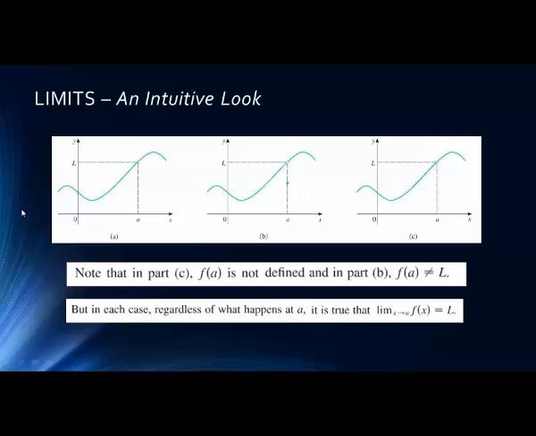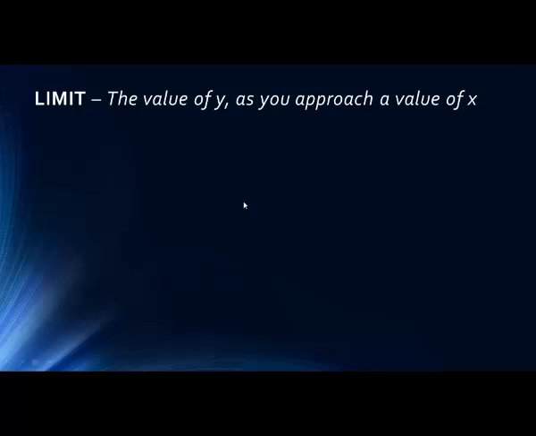But the limit as x goes to a for all three of these graphs, where it's continuous, where it's discontinuous with a jump, or where it's discontinuous with a hole, they all actually equal L, because as we get closer and closer to a, the y value goes to L. So the function value doesn't have to exist. It can have a jump here and still exist, etc. Okay? So that's the concept of the limit.